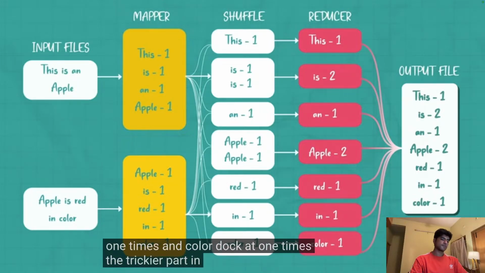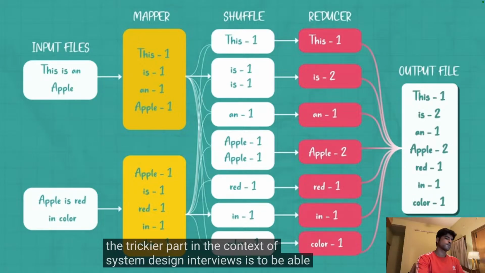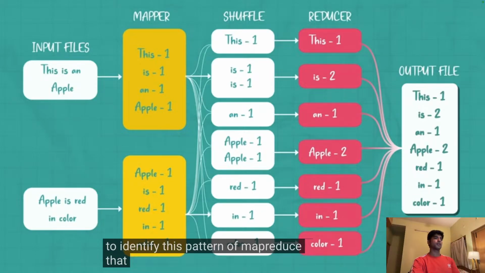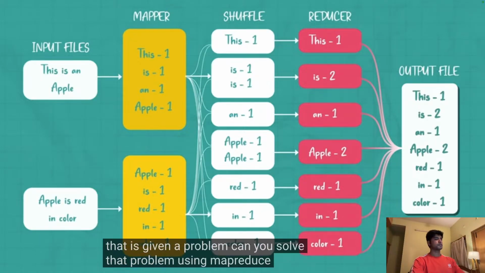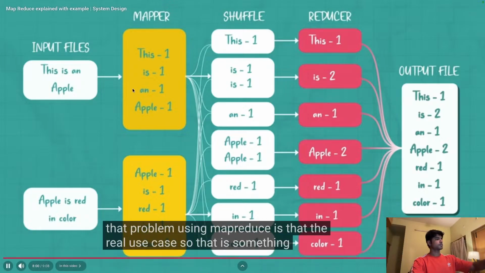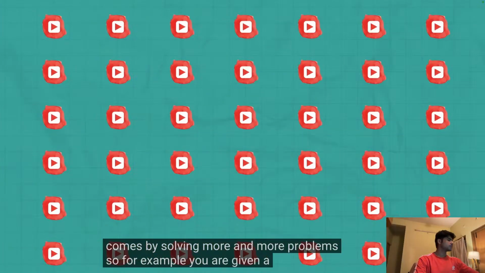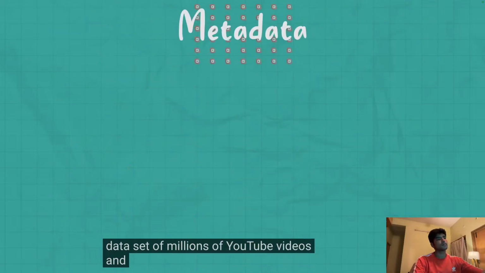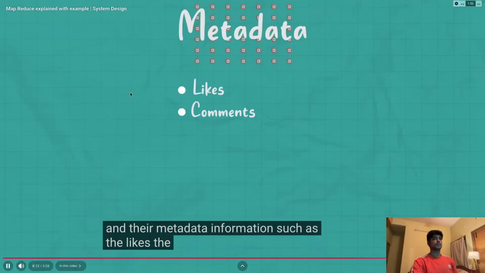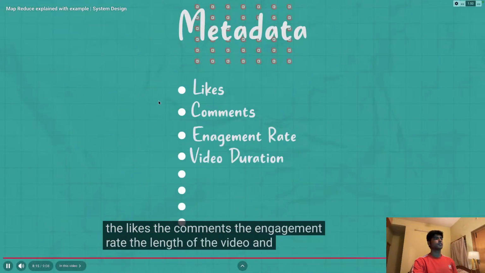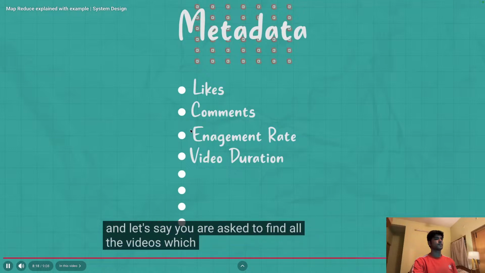The trickier part in the context of system design interviews is to be able to identify this pattern of map reduce. That is, given a problem, can you solve that problem using map reduce? Is that the real use case? So that is something you need to be able to identify, and which comes by solving more and more problems. So for example, you are given a large data set of millions of YouTube videos and their metadata information such as the likes, the comments, the engagement rate, the length of the video, and whatnot. And let's say you are asked to find all the videos which have a certain number of likes.